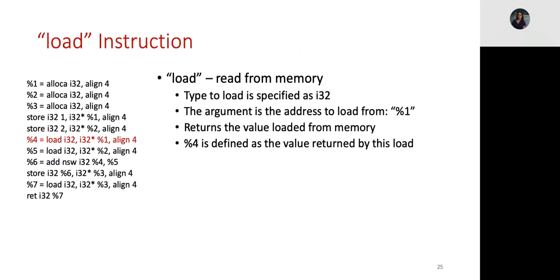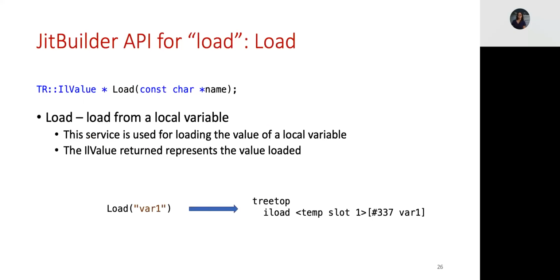So the next type of instruction we see is the load instruction, which is used for reading from memory, and it specifies the type of data to load, and the %4 variable is used to represent the return of this load instruction. And we have a similar service in the JitBuilder API, and we have to specify the variable to load, and the returned IL value represents the load of that.